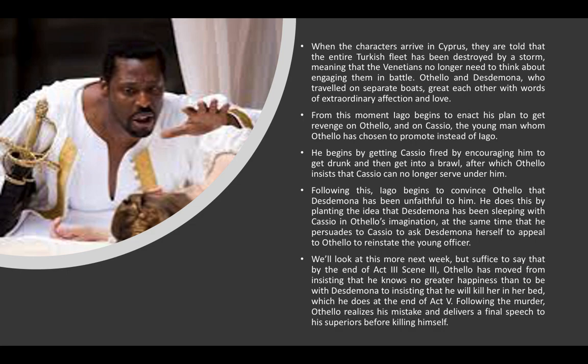So Iago begins by getting Cassio drunk, and then by encouraging him to fight. After which Othello fires Cassio, says, you don't have the right temperament to be a soldier, you don't have the right personality, so you can't be an officer anymore. And then after this, Iago begins to convince Othello, quite slowly at first, but then quite quickly, that Desdemona has been unfaithful to him with Cassio. And he does this by planting the idea that Desdemona has been sleeping with Cassio in Othello's imagination, at the same time that he persuades Cassio to ask Desdemona to appeal to Othello to get him reinstated.